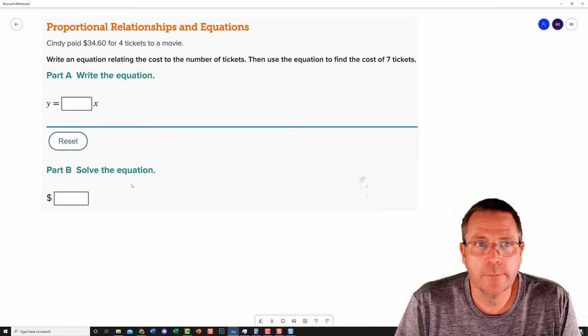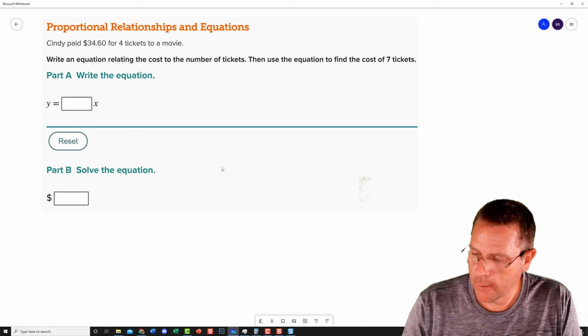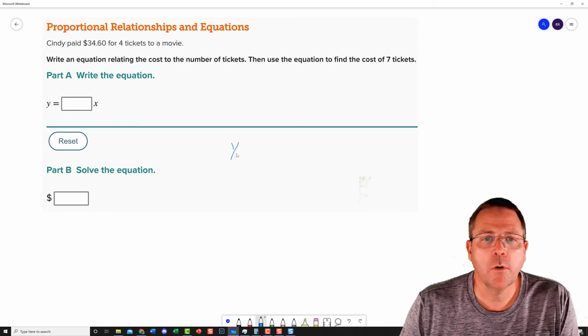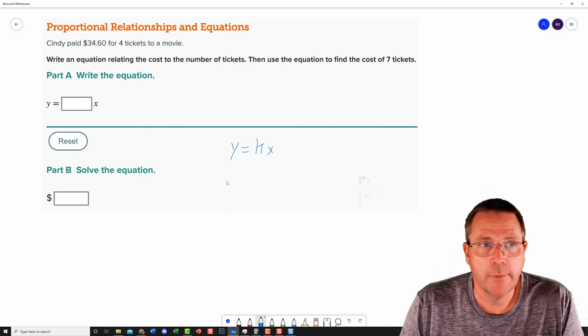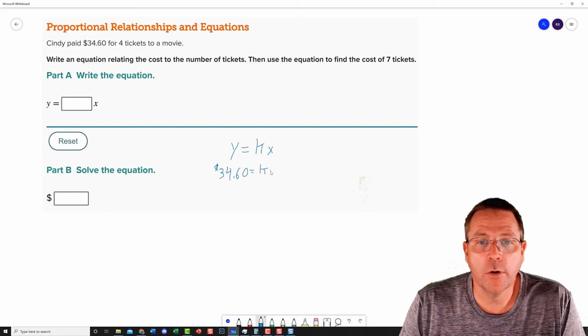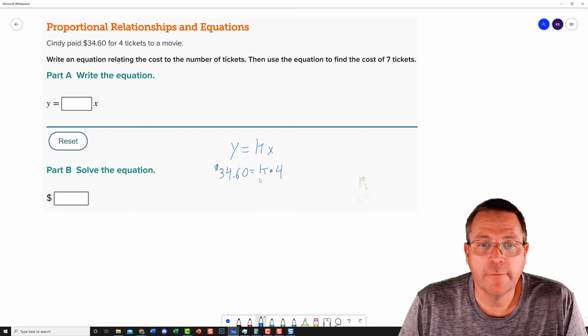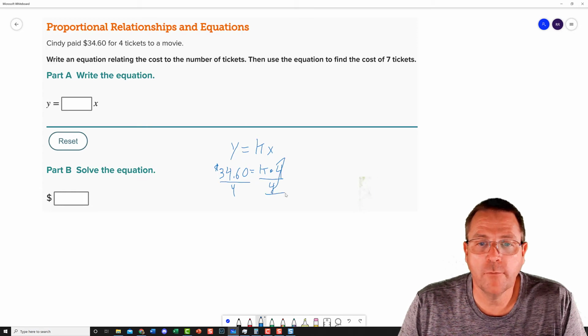Did you do it? Let's see what it should have looked like. First thing you're going to do is write your equation that says y is equal to kx, your direct variation equation. Then you're going to plug in what you know. You know the total cost y is $34.60. You know that she bought 4 movie tickets. Now we're going to isolate our variable by dividing by 4 on both sides, here and here. 4 divided by 4 is 1. 1 times k is k.